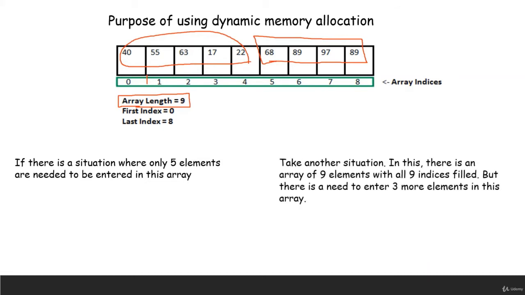Or take another situation, where there is an array of 9 elements with all 9 indices filled, but there is a need to enter 3 more elements in this array. In this case, 3 more indices are required. So the length or size of the array needs to be changed from 9 to 12. This procedure is referred to as dynamic memory allocation in C. Therefore, dynamic memory allocation can be defined as the procedure in which the size of a data structure like an array is changed during runtime.